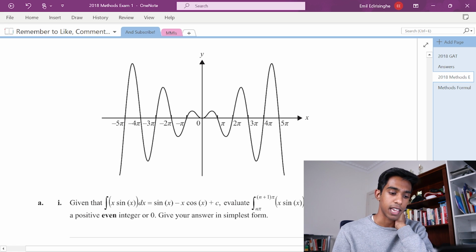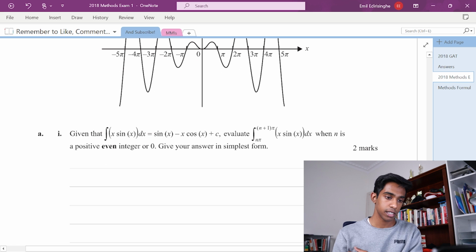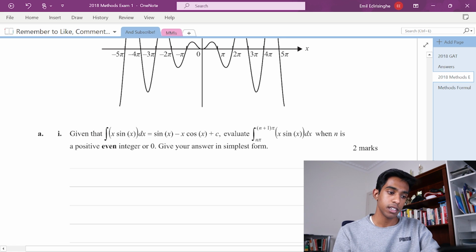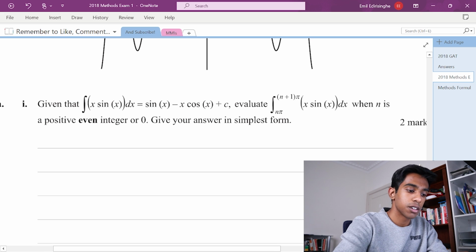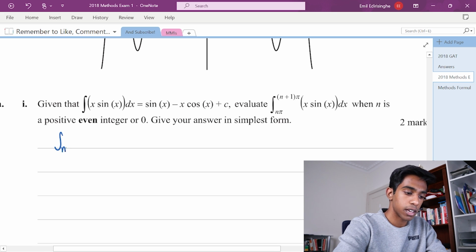So essentially what this is saying is n pi to n plus 1 pi is asking you to find the area under the graph from, for example, 2 pi to 3 pi, or 4 pi to 5 pi. And they're essentially saying it follows a pattern. So what we'll do here is we'll get the integral of this, and we'll essentially just solve it, I think. So the integral from n pi to n plus 1 pi of x sine x.